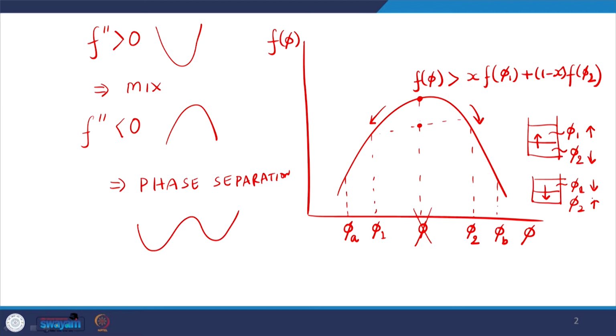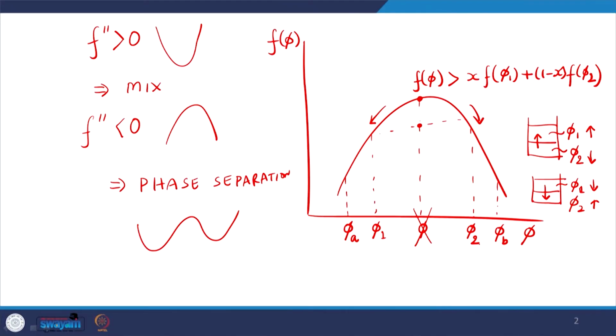So only for the mixing case the final volume fraction has to be between phi 1 and phi 2. For the case of phase separation, the opposite happens. One of them may decrease and the other one can increase, right. And this is what the phase separation is, and therefore I said that phi A and phi B need not be the same as phi 1 and phi 2. Generally, it is not the same as phi 1 and phi 2.